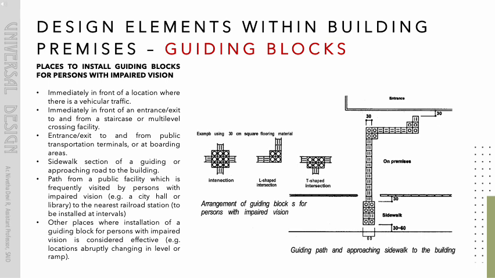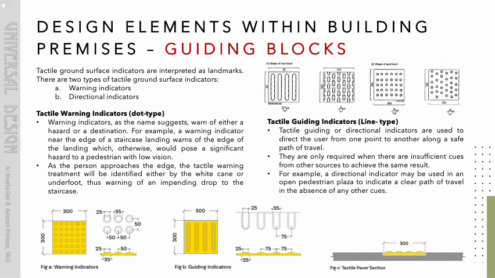Path from a public facility which is frequently visited by persons with impaired vision, for example a city hall or library, to the nearest railroad station, to be installed at intervals. Other places where installation of a guiding block for persons with impaired vision is considered effective, for example locations abruptly changing in level or ramp. Tactile ground surface indicators are interpreted as landmarks.